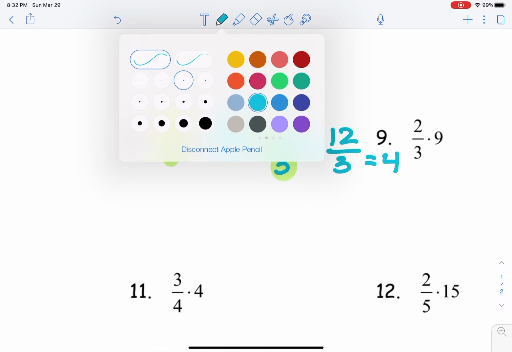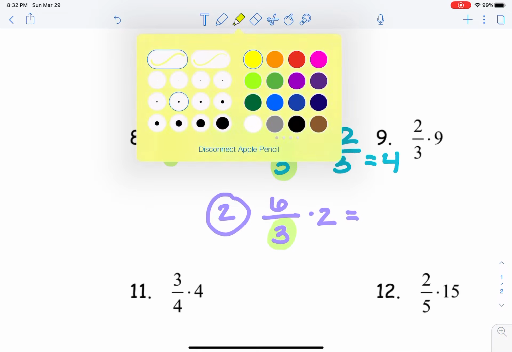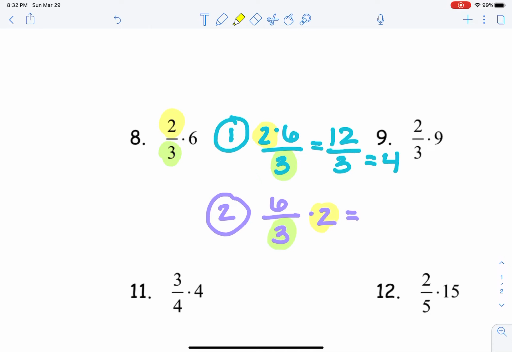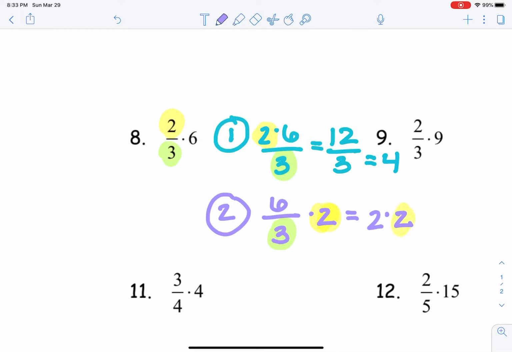Okay, let's look at our second method. So we have 6. We're going to divide by our denominator, which is 3, and then multiply by our numerator, which is 2. So notice how I'm dividing by my denominator first, and then I'm multiplying here by my numerator. So 6 divided by 3, that's 2. I still have my times 2 because that is my second step. So 2 times 2 equals 4. Notice how I got 4 and 4.